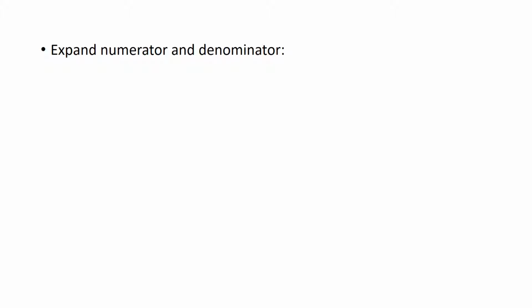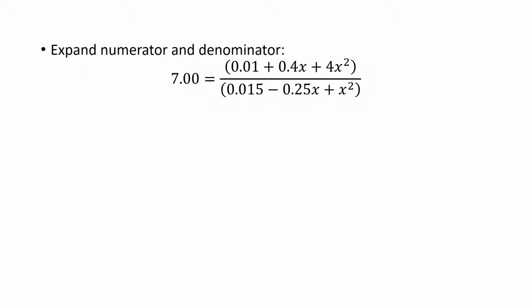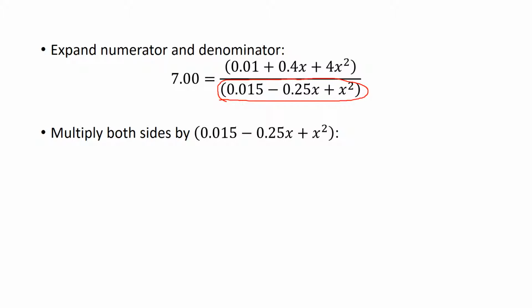We expand the numerator and the denominator, expanding the squares. So when I do that, I get these values for the numerator, 0.01 plus 0.4x plus 4x squared, and this value for the denominator. Now, what I want to do is put this into a quadratic form, get everything into the numerator. So if I multiply both sides of the equation by this denominator, so multiply both sides by that.